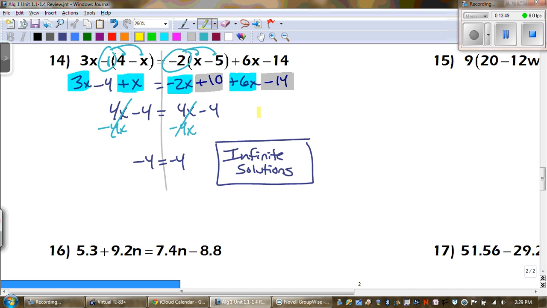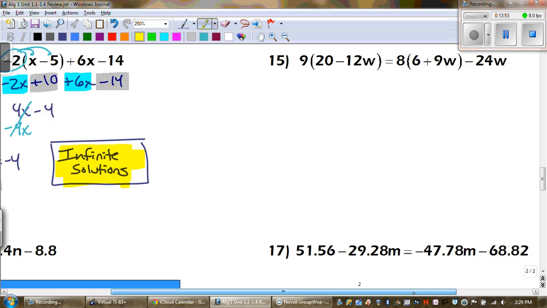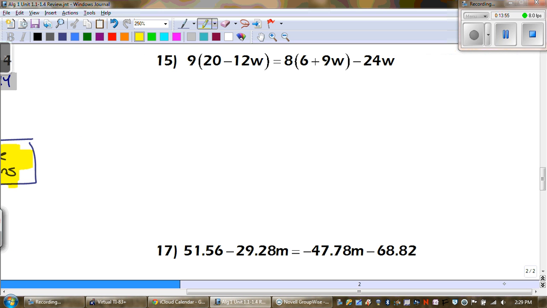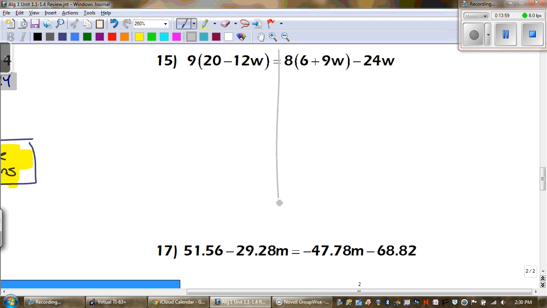Okay, just because it says to round to the second decimal doesn't mean we're going to have to round. But sometimes it does. Okay. Now, 15's got some big numbers, but don't get freaked out, guys. I want you to go ahead and distribute and combine like terms, and let's see how you do. Pause the video, and good luck.